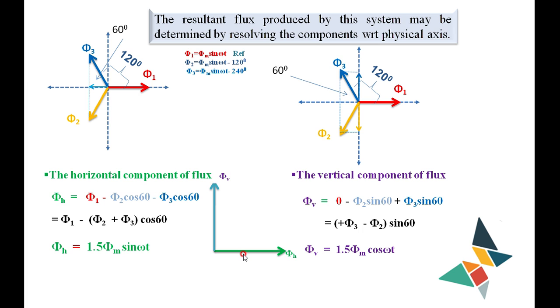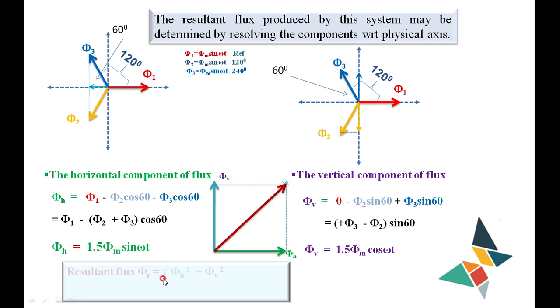Therefore, vectorially adding phi h and phi v, what I am getting is the resultant. This resultant we get as the square root of phi h square plus phi v square. Then you put the values of phi h and phi v, and because sin square omega t plus cos square omega t in the bracket is equal to 1, ultimately what we are getting is 1.5 times phi m. That is the resultant vector I am getting here, 1.5 times phi m.